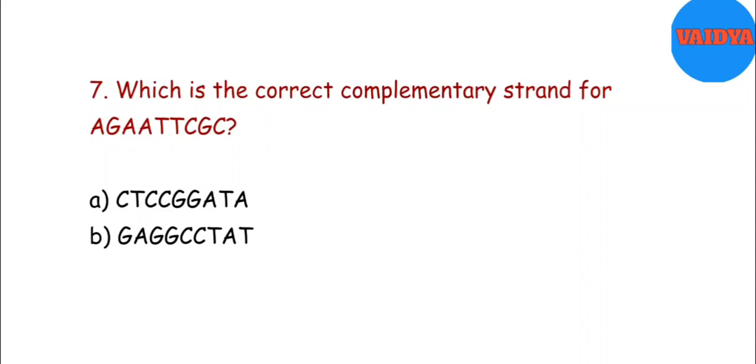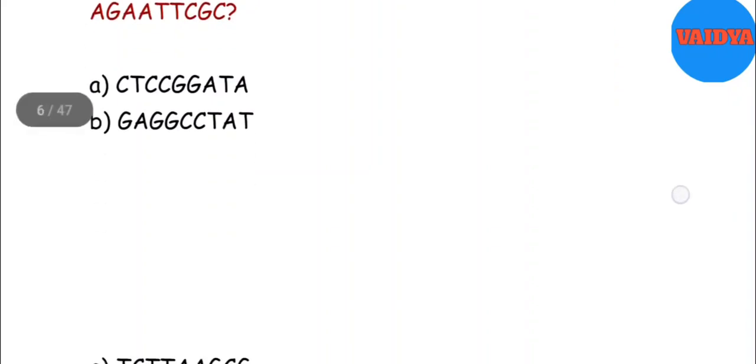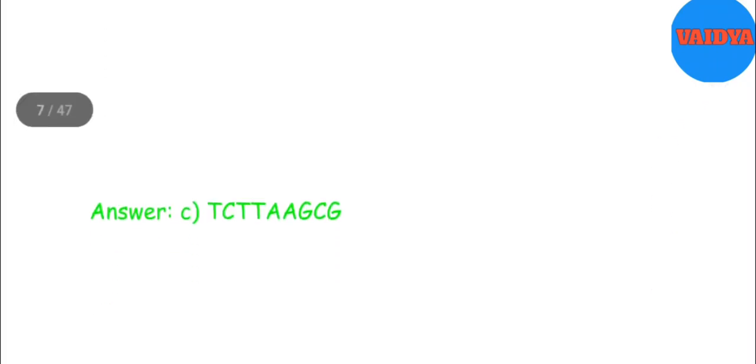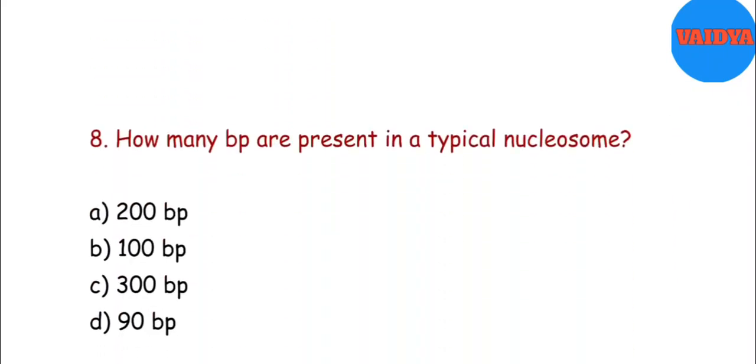7. Which is the correct complementary strand for AGAATTCGC? A. CTCCGGATA. B. GAGGCCTAT. C. TCTTAAGCG. D. GTGGCCATA. Answer. C. TCTTAAGCG.